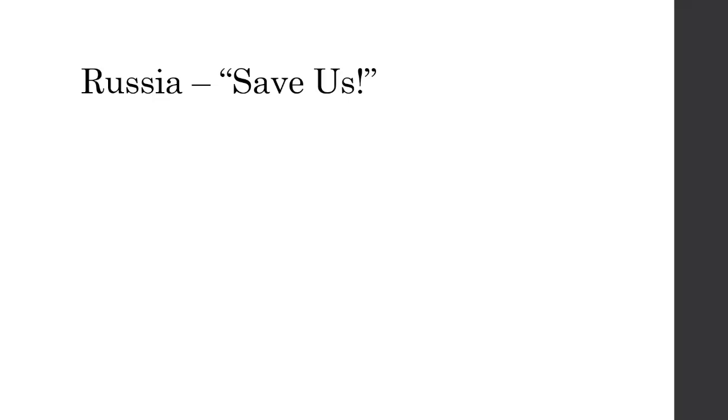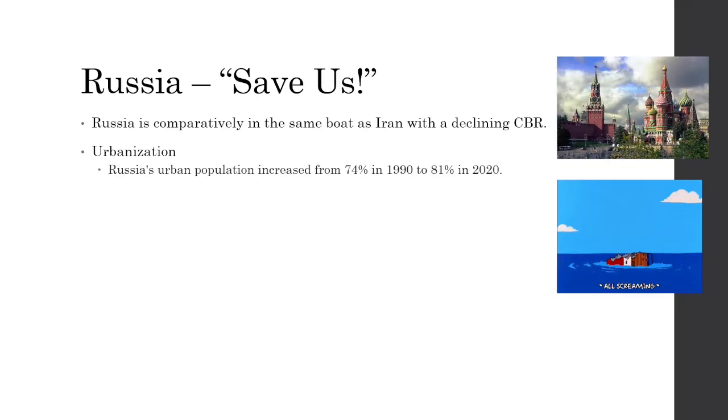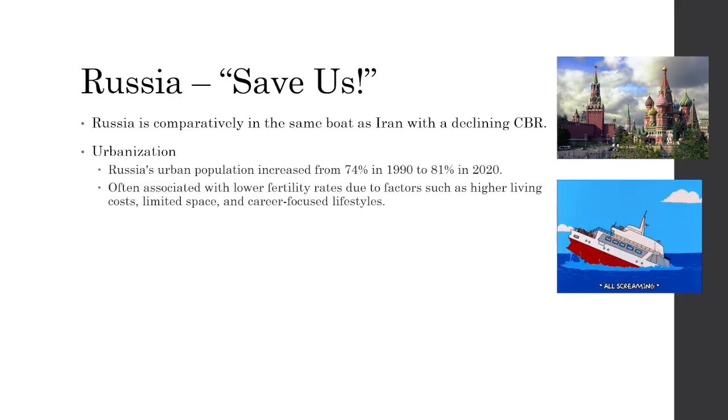All right, let's see how Russia needs to be saved. So Russia is comparatively in the same boat as Iran. They have declining crude birth rates. They are seeing urbanization, however, occurring in the country, and that's resulting in their crude birth rate declining. Their urban population has increased from 74% in 1990 to 81% in 2020, which is an increase. It may not be as big of an increase as, let's say, Nigeria, but it's still an increase nevertheless.